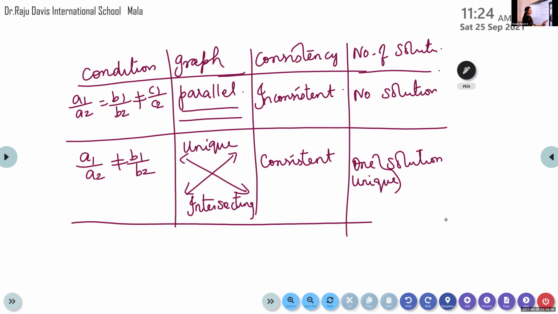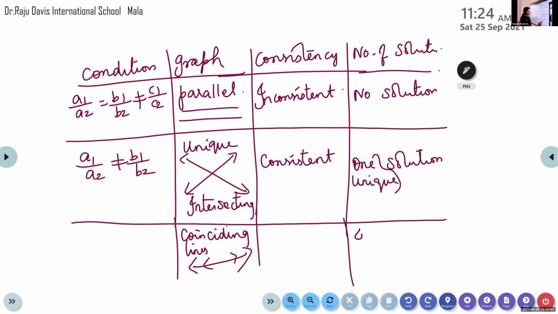Next is coinciding lines. The graph will be coinciding lines, over the same line you get another line. So in that case, how many solutions are there? Infinite solutions. In this case also, when a solution is there, we say it is consistent.